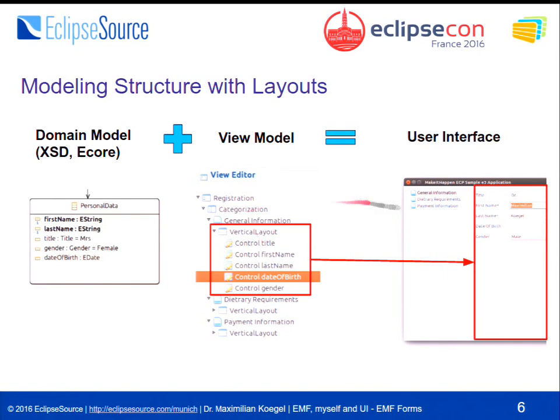So categorization gives you the tree, categories give you the entries in the tree. When selecting something in the tree, this is defined here in the vertical layout, and what is actually on that detail pane is then finally defined by the control.